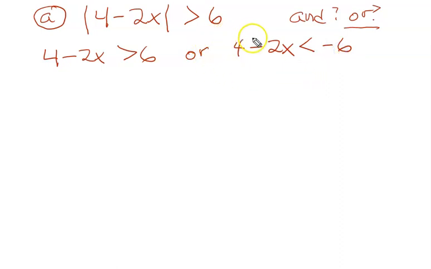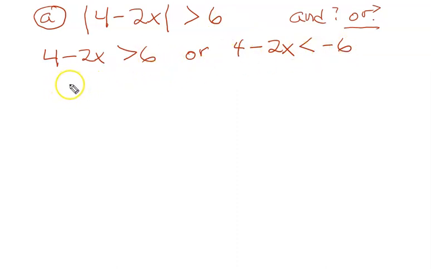So there's the key of getting the correct answer. Writing it, just remove the inequality signs. Since it's greater than, it's an or, and we reverse that and put a negative there. Now we just solve it.